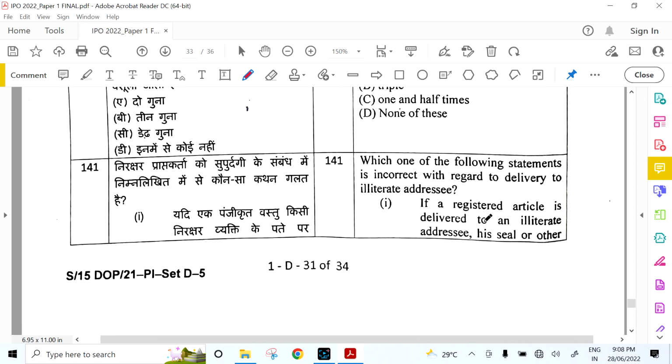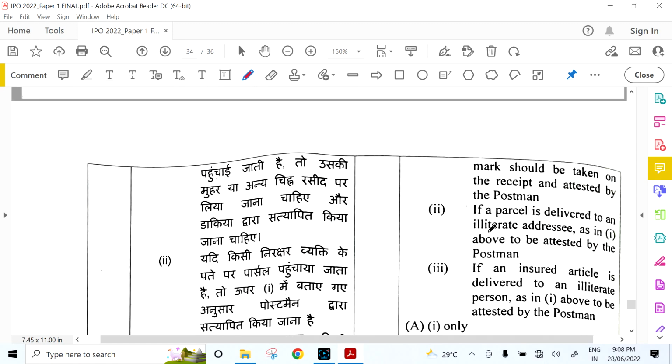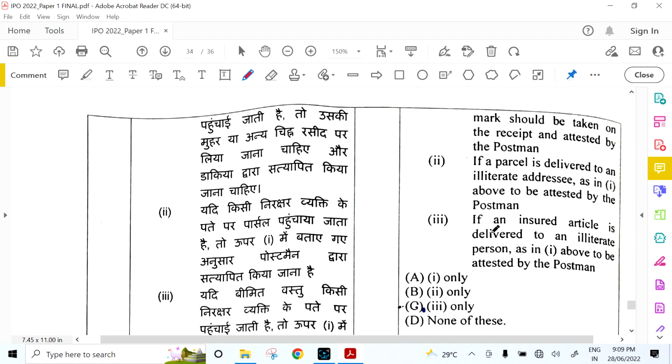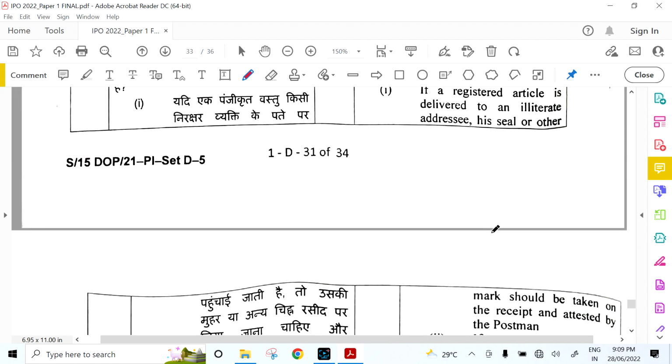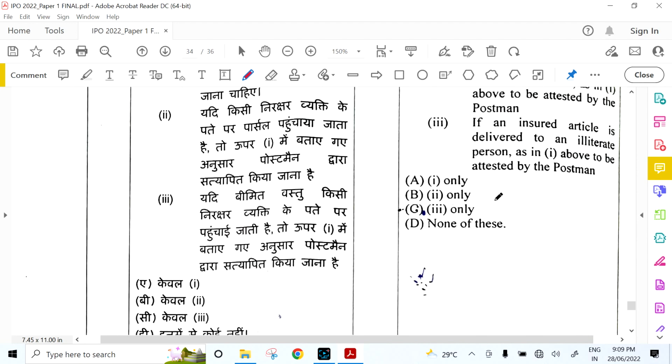Which of the following statements is incorrect with regard to delivery of illiterate address? If a registered article is delivered to illiterate addressee, his seal or other mark should be taken on the receipt and attested by postman. If the parcel is delivered to an illiterate addressee as one above, to be attested by the postman. If the insured article is delivered to an illiterate as one above, to be attested by postman. Here you should find out the incorrect one. So the answer is 3 only is incorrect.